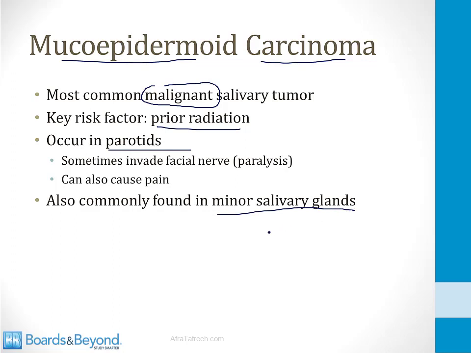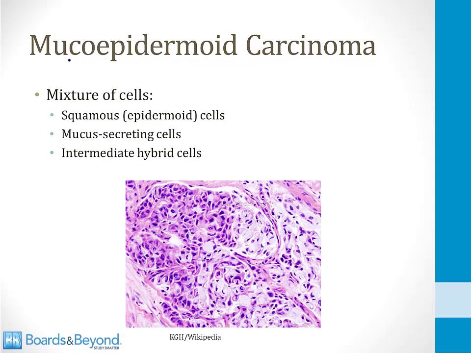And when it occurs in the parotids, because it's invasive, it sometimes invades the facial nerve, and that can lead to weakness or paralysis on one side of the face. In addition, because it's invasive, it can also cause pain. The reason it's called a mucoepidermoid carcinoma is because it contains a mixture of mucus-secreting cells and epidermoid or squamous cells. And this is what you want to know for step 1, that squamous and mucus-secreting cells are found inside of these carcinomas. This is a biopsy specimen of a patient with mucoepidermoid carcinoma.